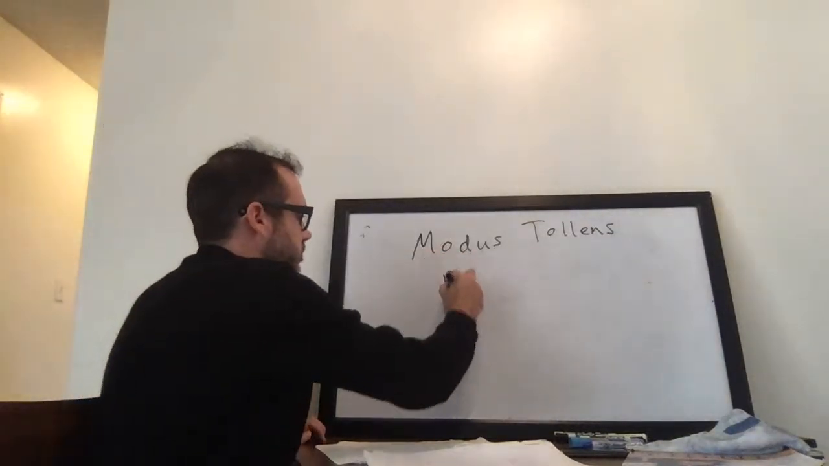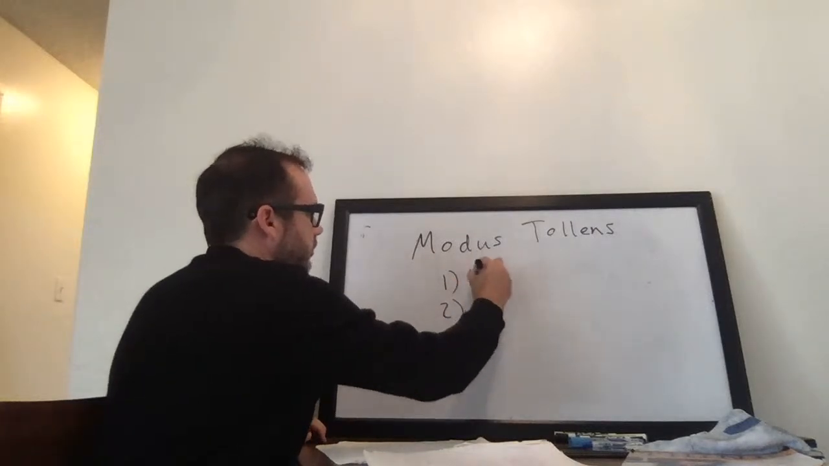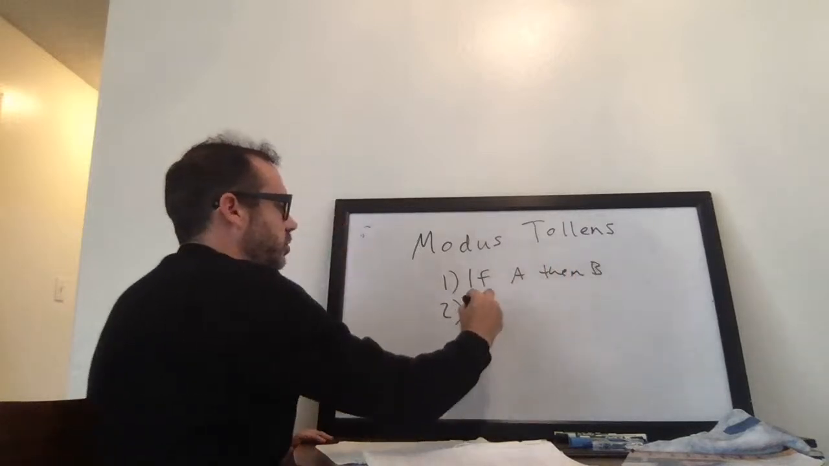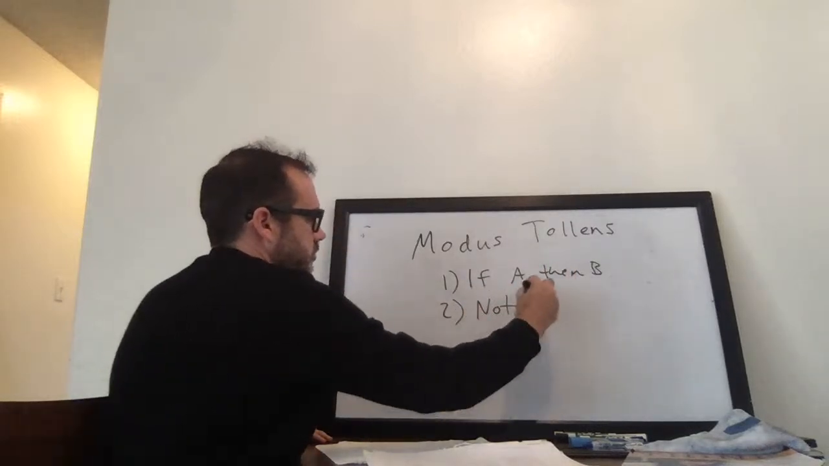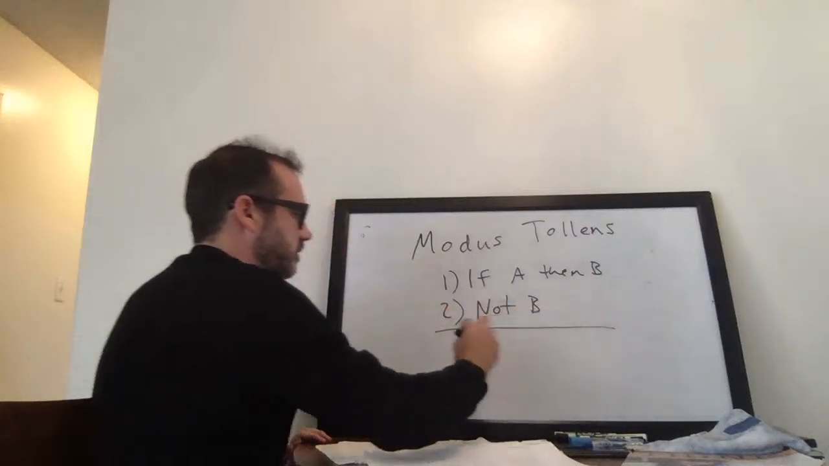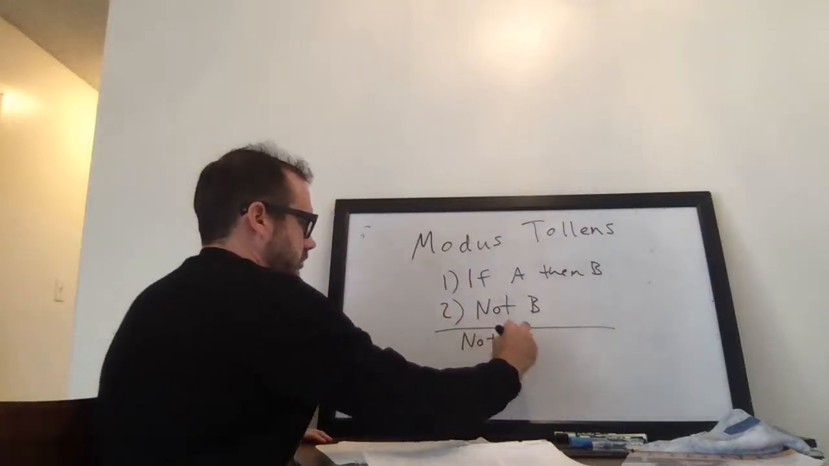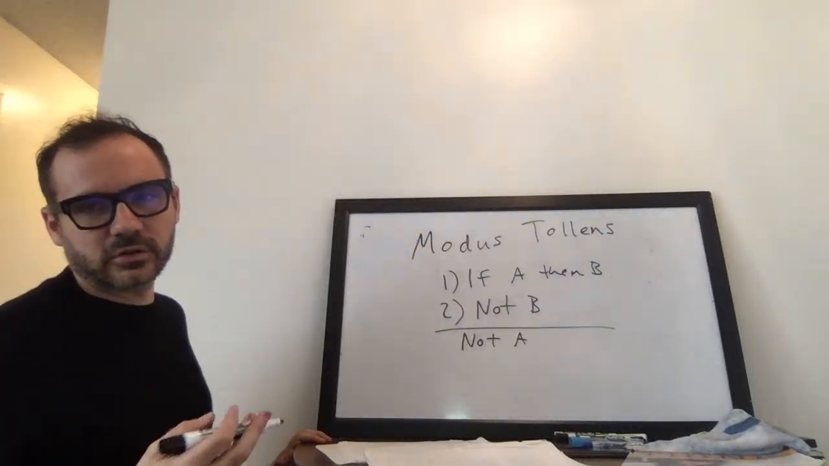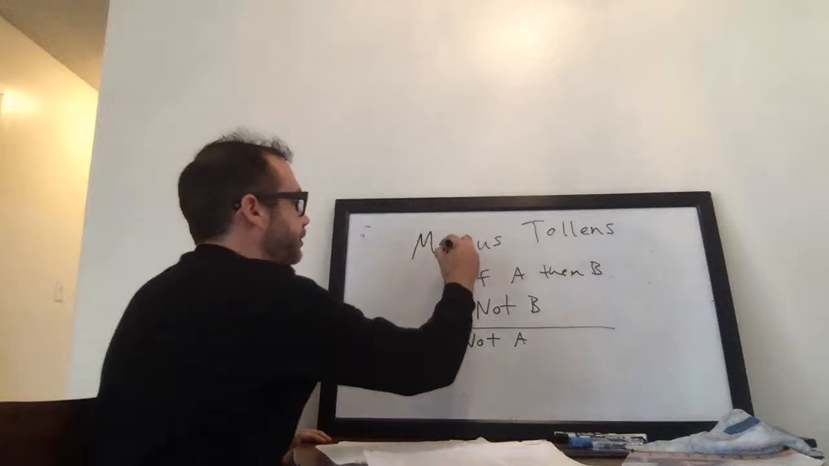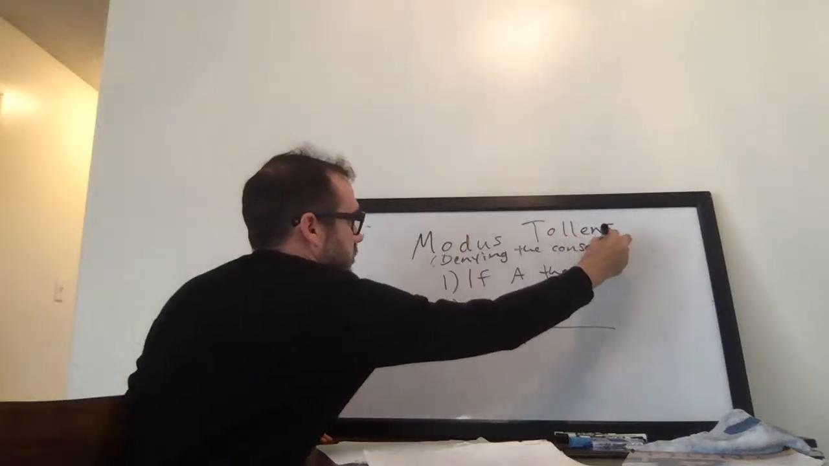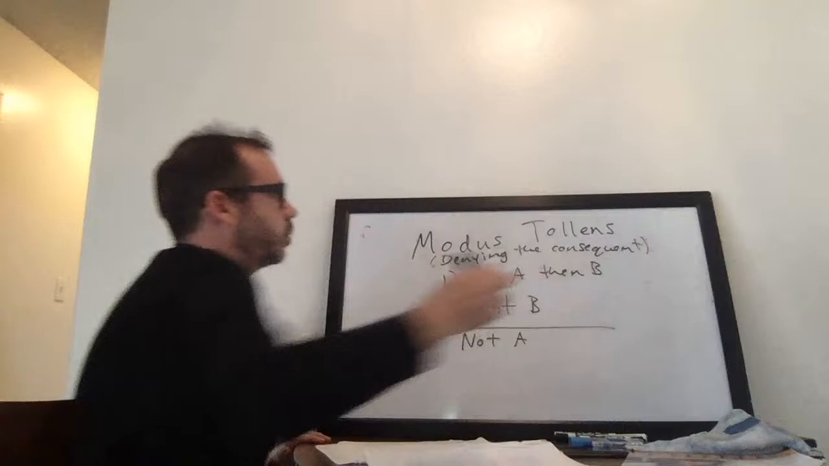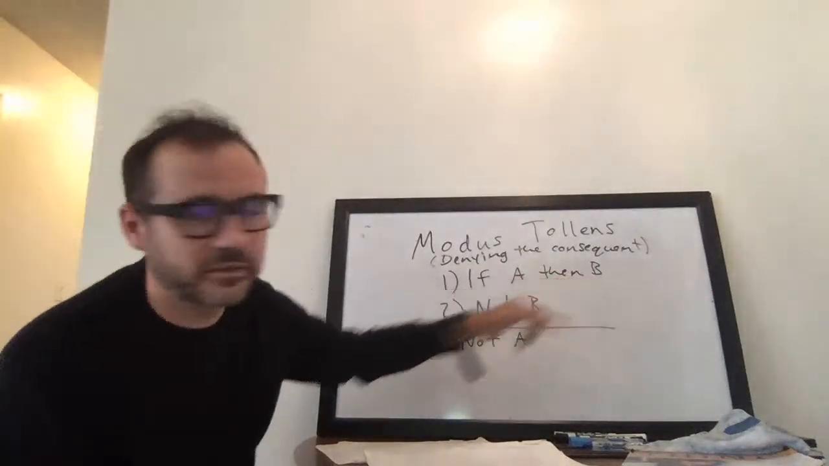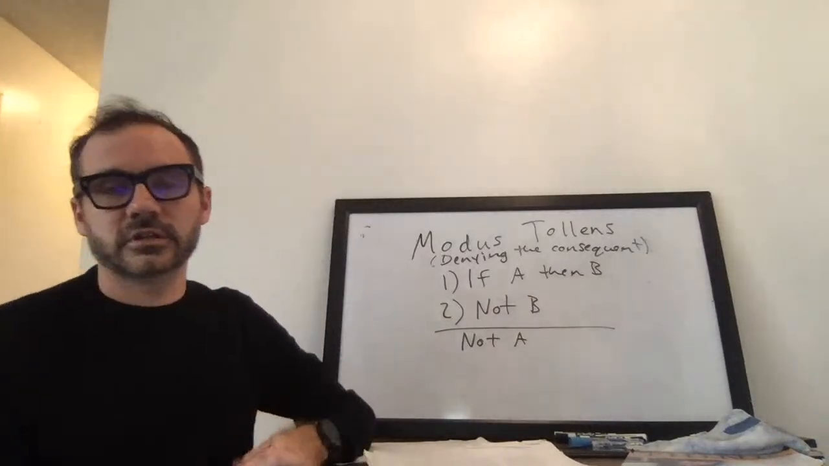Here's how it goes, just to put it on the board. If A then B, from here we go to not B. Therefore, thus, not A. Now, this type of argument is called modus tollens. Sometimes it's also called denying the consequent. And why is it called denying the consequent? Because of the second premise, which denies the consequent clause of the conditional.